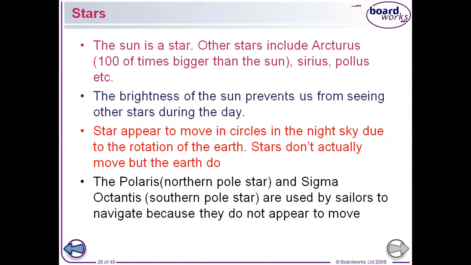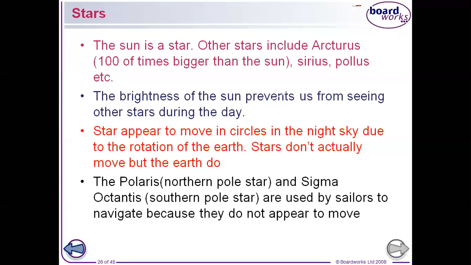So the brightness of the Sun prevents us from seeing other stars, especially during the day. Our Sun is very bright, so bright that it prevents you from seeing them. But if you're on the other side of the Earth, that is, you're in the night time, since the rays are not there to blind you, you'll be able to see the other stars. All right.